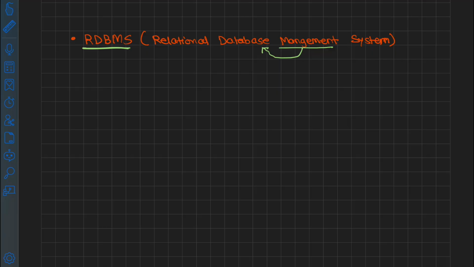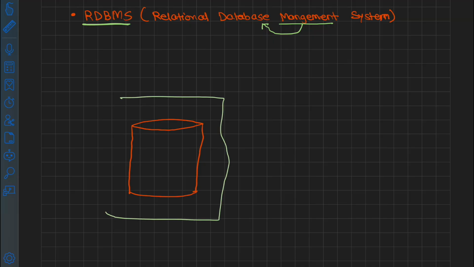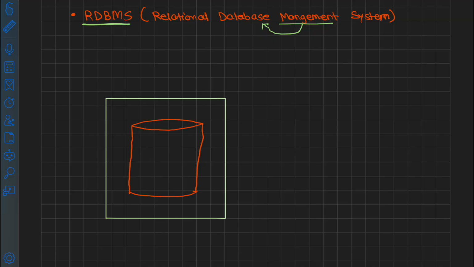Same thing we will do here. Like, we draw one database diagram. This is our database, and after that we draw this box, which is RDBMS. This is our database, and this is our RDBMS. So here we already got the first point.